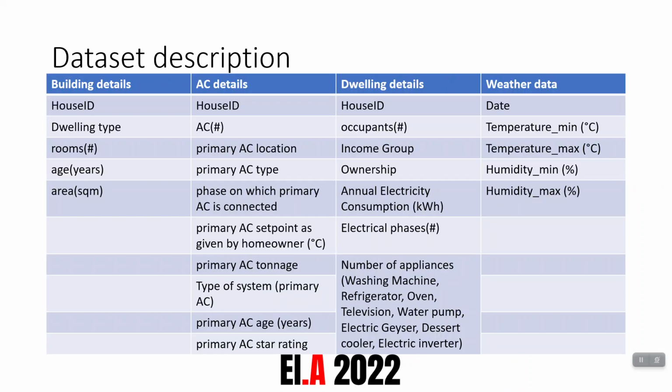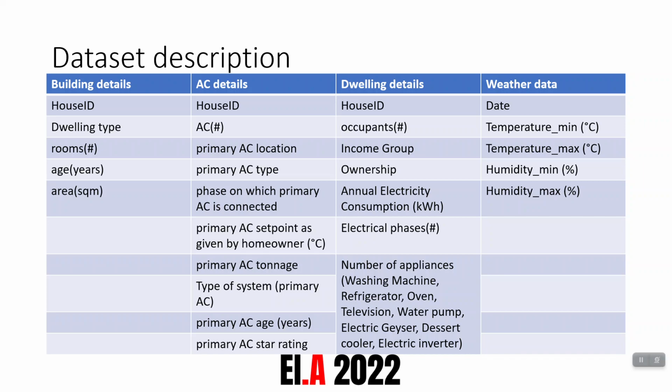We have survey data that consists of building details, AC details, dwelling details and weather data. Building details talks about the type of dwelling, number of rooms, age of the building, etc. AC details talk about where the AC is, which room the AC is installed, the phase on which the AC is connected, AC set point, primary AC tonnage, and so on.